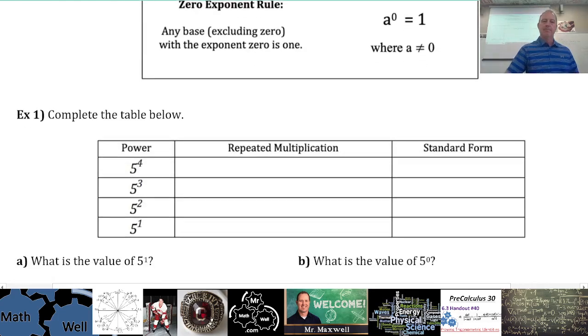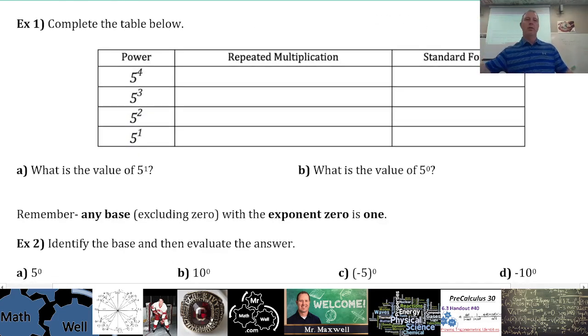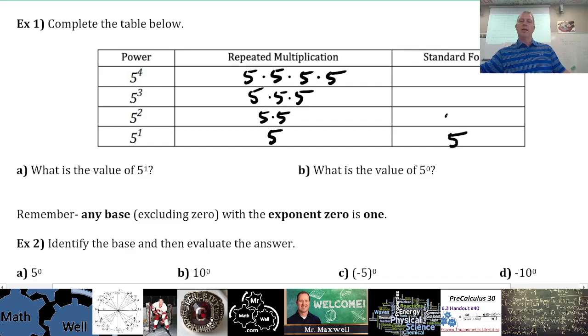All right. Complete the table. Well, we've done this example with 3, and I've done this example with 4, so this shouldn't take very long at all. Let's do this quick. Actually, you know what? Let's start at the bottom. This is 5. This is 5 times 5. This is 5 times 5 times 5. And this is 5 times itself 4 times. So we have 5 here. We have 25. We have 125. And we have 625.